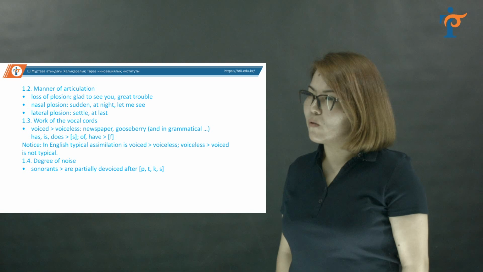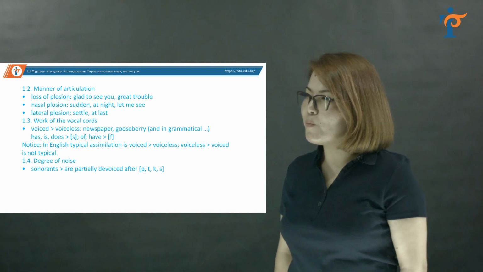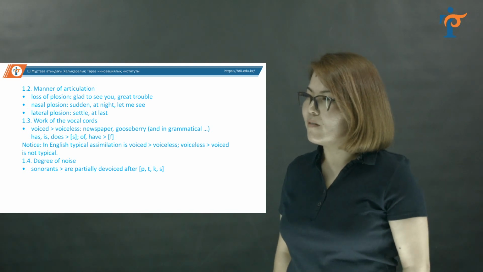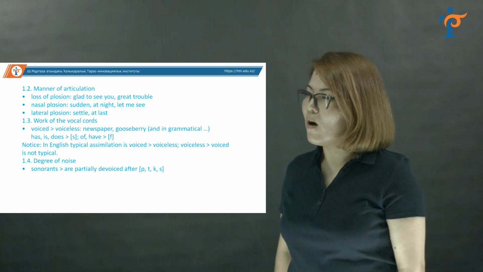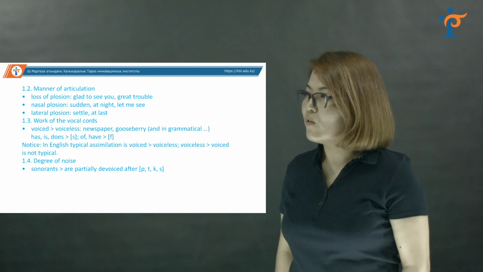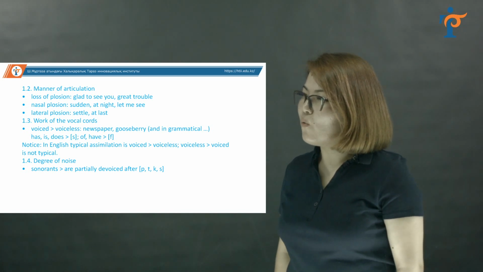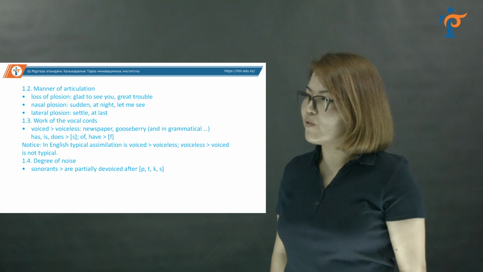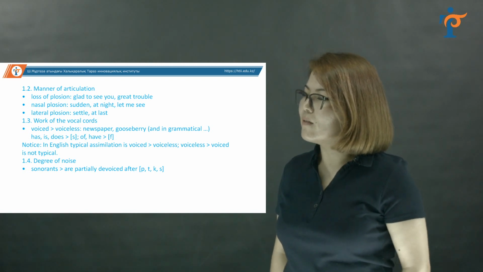Work of the vocal cords, voiced to voiceless, newspaper, gooseberry, and in grammatical forms, has, is, does. They have s or have. Notice in English typical assimilation is voiced to voiceless; voiceless to voiced is not typical. So, degree of noise: sonorants are partially devoiced after p, t, k, s.